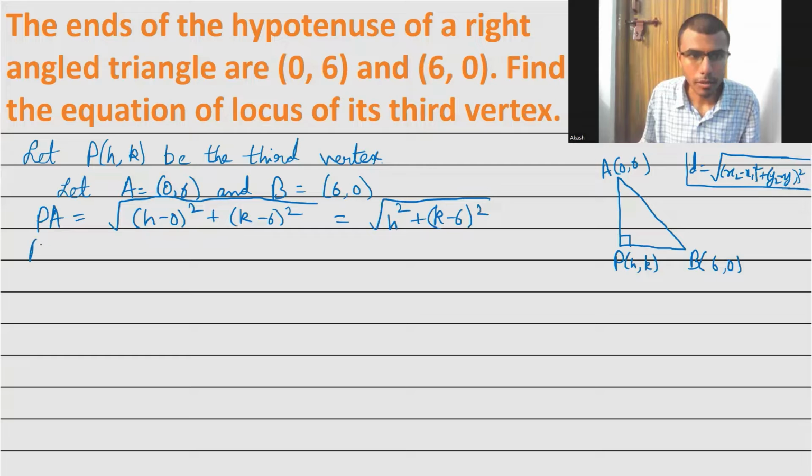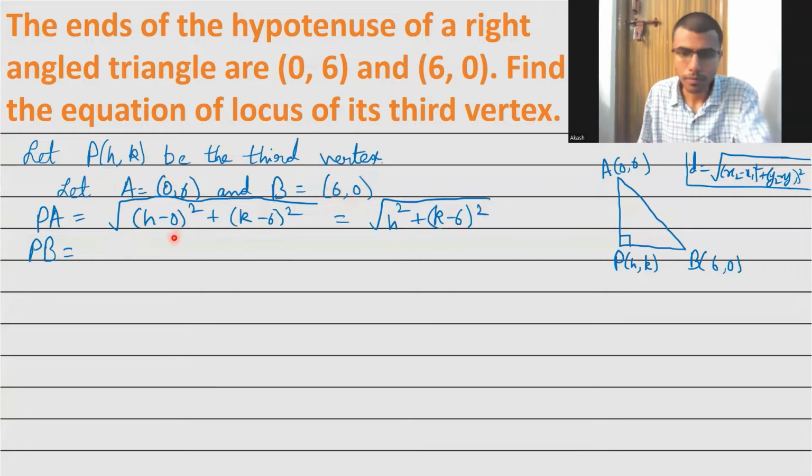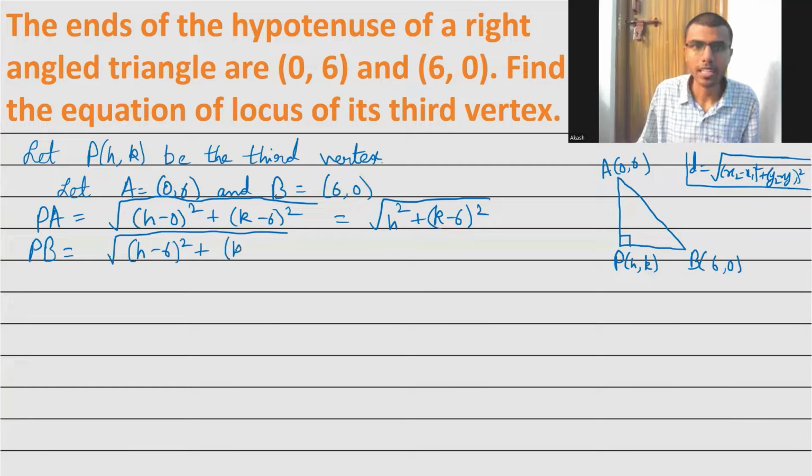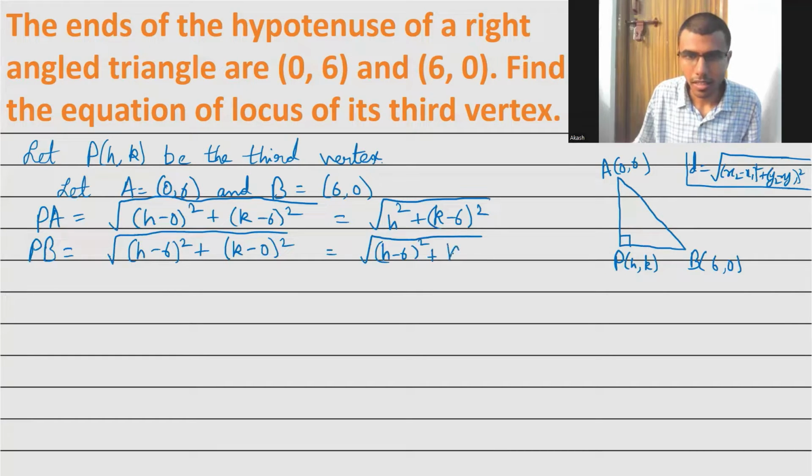Now next, I'm going to find PB. For PB, my (h, k) will be (x2, y2), and this (6, 0) will be (x1, y1). So under root (h minus 6) whole square plus (k minus 0) whole square. So this would be nothing but under root of (h minus 6) whole square plus k square.